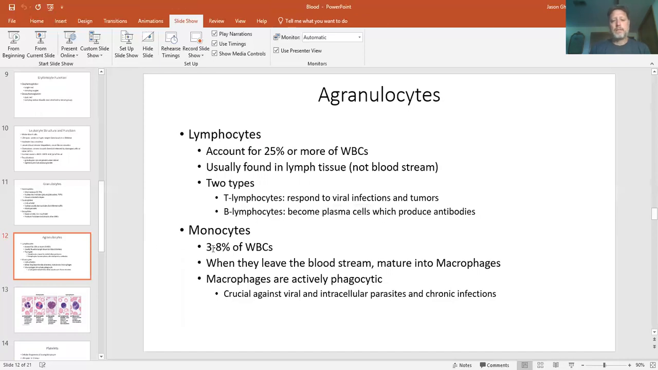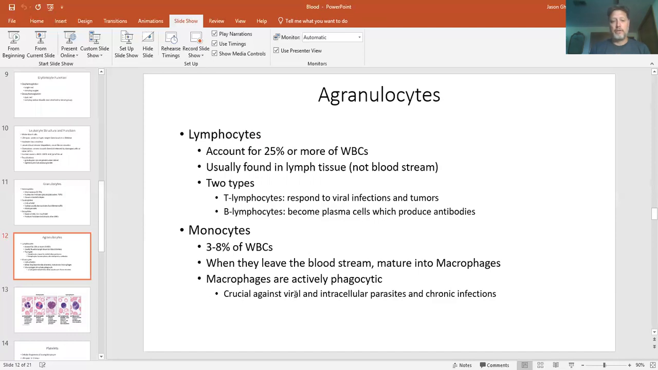And then we have monocytes. We don't have a lot of these. When they're in the bloodstream, they're called monocytes. When they leave the bloodstream, we call them macrophages. And these are very phagocytic. Phagocytic means that they eat other cells. And so these things are roaming all through your body. And they have a voracious appetite.